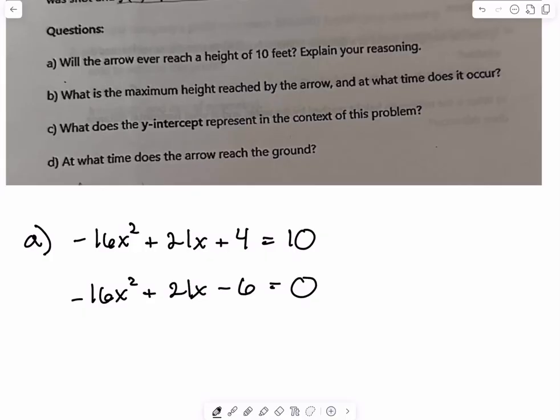Okay. So a couple of ways that we can go about factoring this. We could use the quadratic formula. I'll just make a quick note.